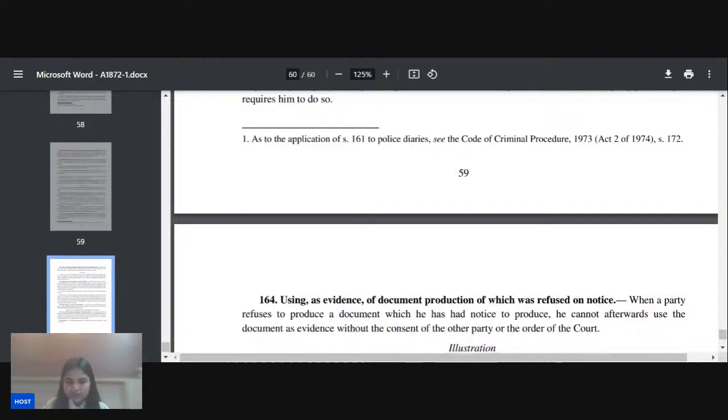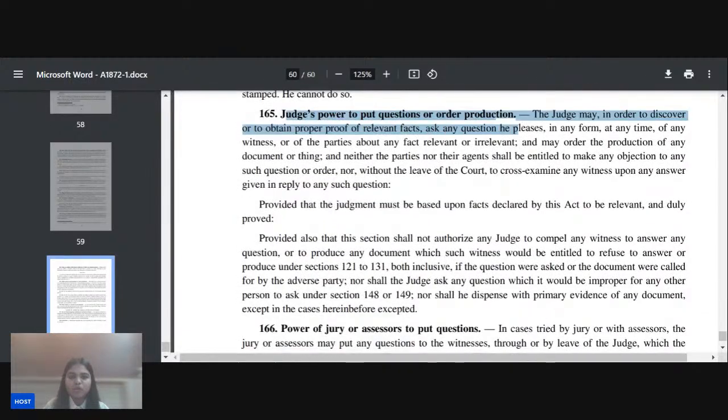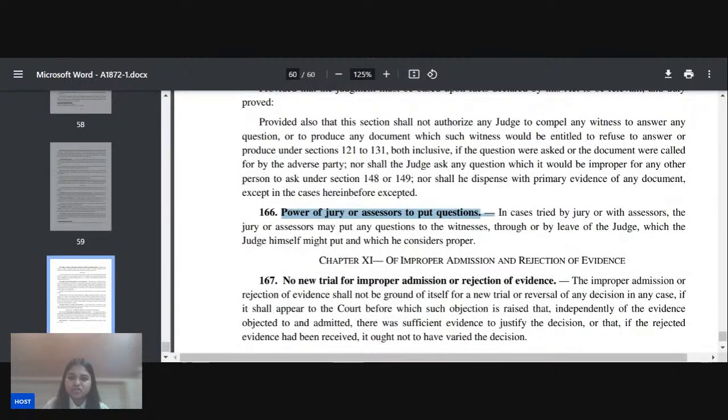And we have 165, where the judges also have power to put questions or order production of something. So the judges will have that power, that they can put questions, or they can order production of something, right, that is dealt with under 165. 166 deals with power of jury or assessors to put questions. So in cases which are tried by jury or assessors, they also have the power to put questions to the witness. It can be through or by the leave of the judge, and the judge can also put them if he considers it proper. Okay.